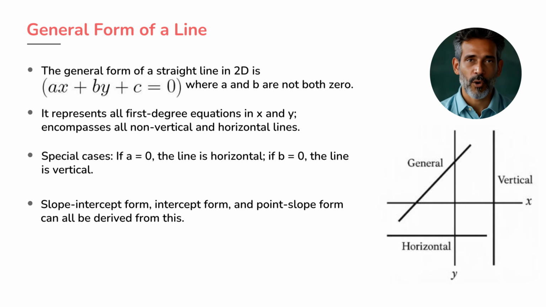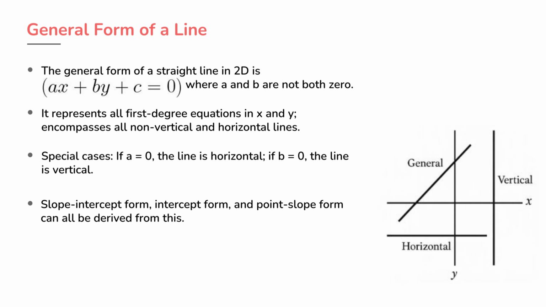From this general form, we can derive other popular forms such as the slope-intercept form, intercept form, and point-slope form, which are often easier to use depending on what information we have. So, the general form is like the master key for all straight lines, accommodating even the vertical and horizontal ones that can be tricky in other forms.